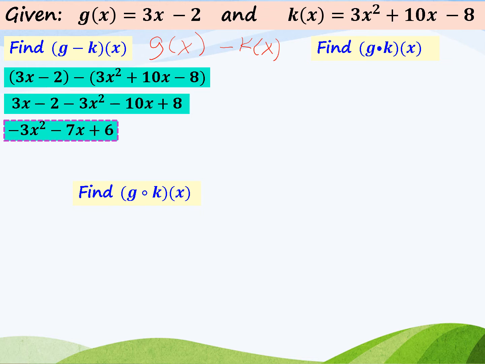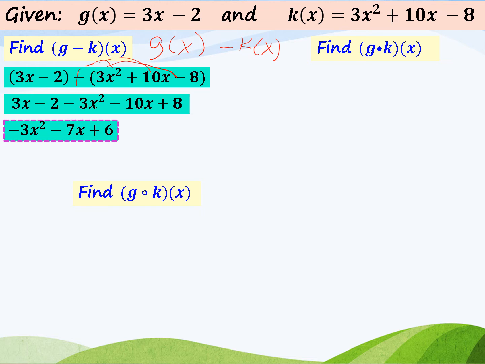So what I'm going to do is make that plus a negative, and then I'm going to distribute that negative to everything inside the parentheses so that I end up with minus 3x squared minus 10x plus 8. And then from there, it's just a simple game of combine the like terms.